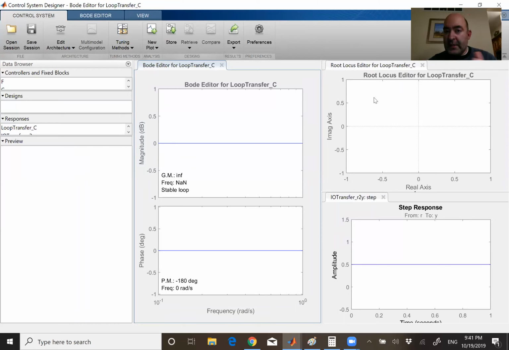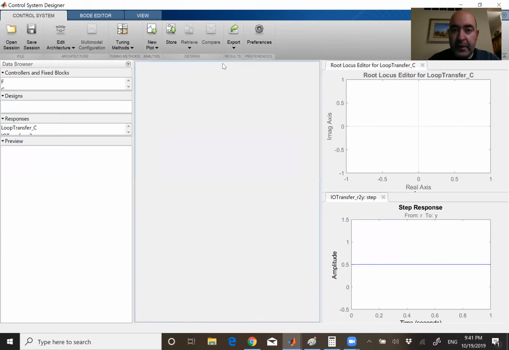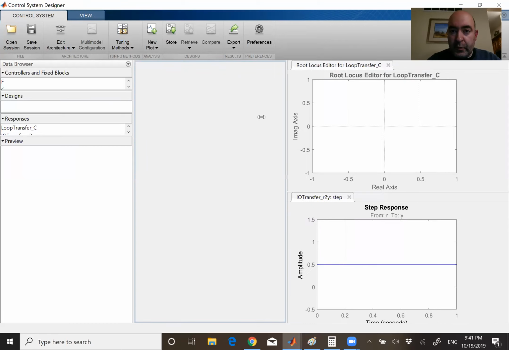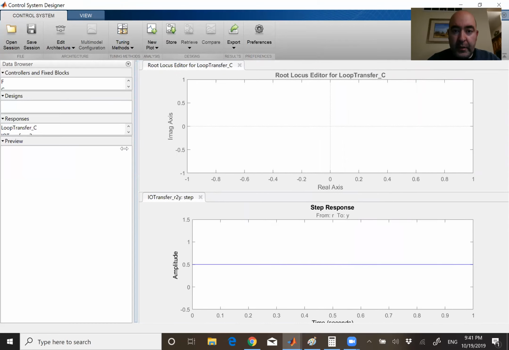So as you can see, it has different options. You can have Bode plot for magnitude and phase. This is again something that we're going to be talking about later on. What we're concerned with right now is the root locus, and of course we want to see the step response. Now, right now, as you can see, this is blank because we don't have a system associated with the SISO tool.